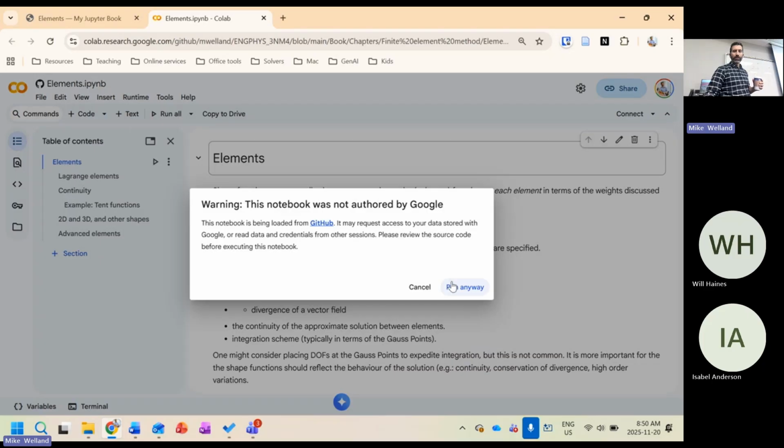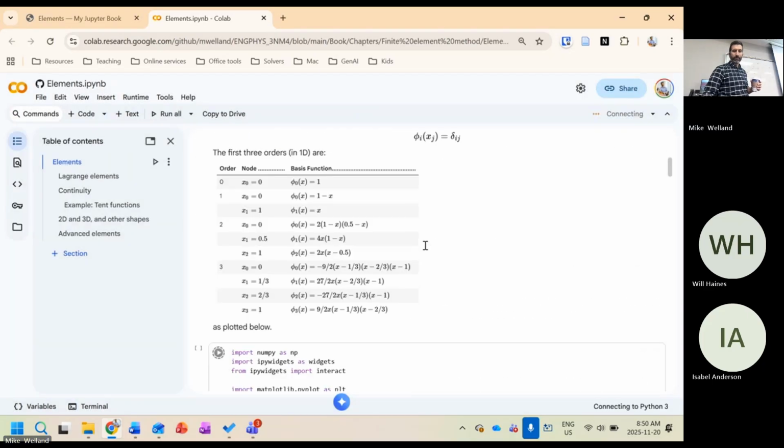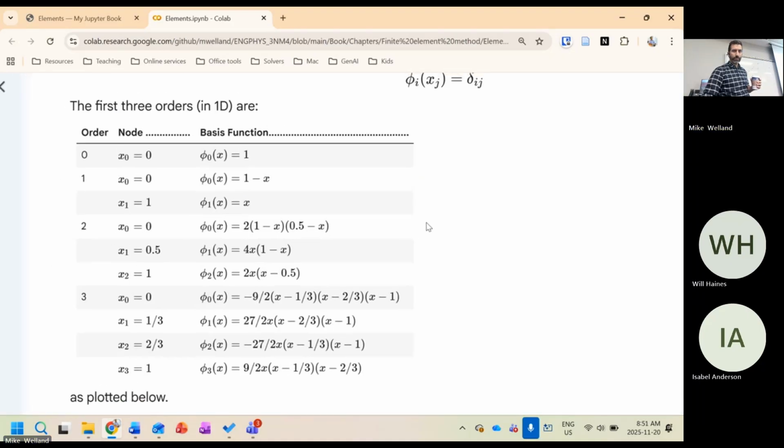So if you're following along, launch the Colab one and just run it. Okay. You guys see this okay? We can choose different types of Lagrange interpolations going from here to here.